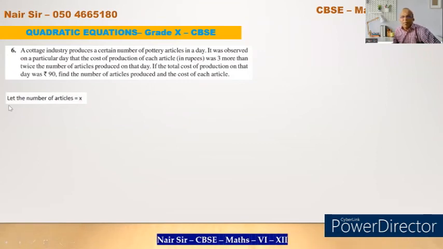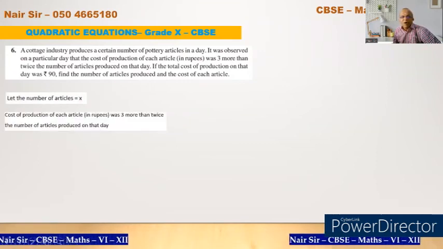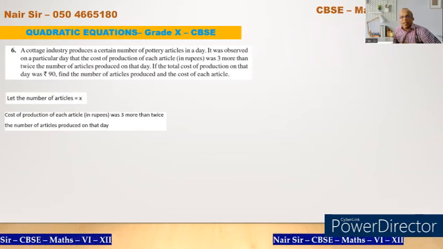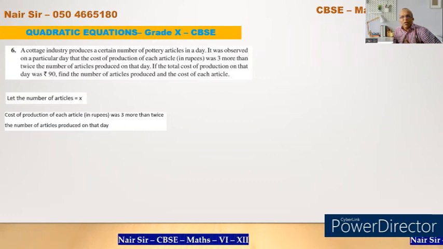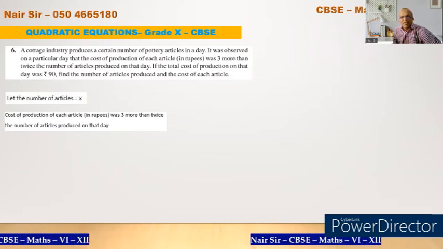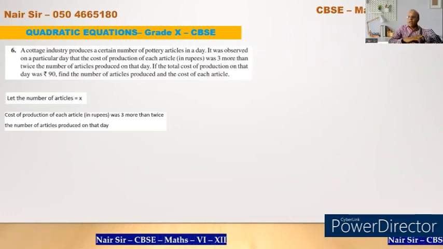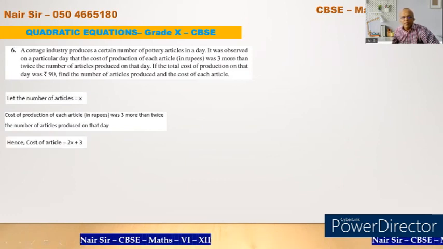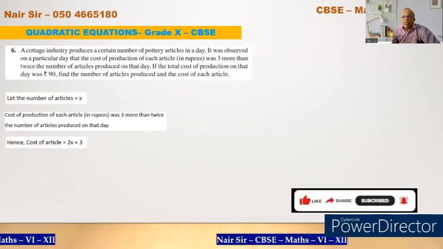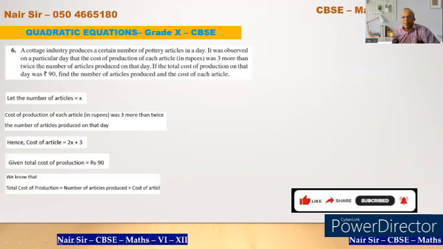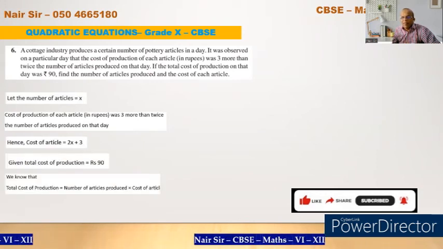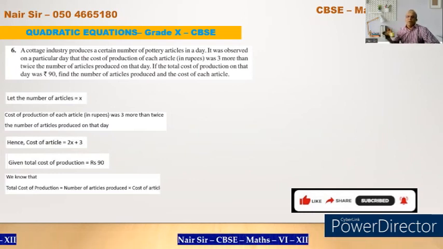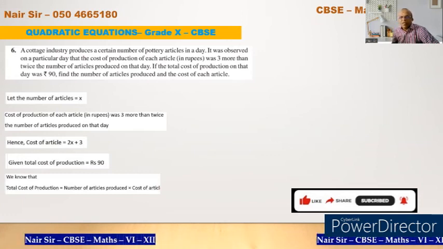Let the number of articles be X. Cost of production of each article was 3 more than twice. I know for sure that most of you get jittery when you are converting a word statement to a mathematical statement. The cost of an article is 2x plus 3. What is the given cost? 90. And what do we know? Total cost of production is equal to number of articles produced multiplied by the cost of the article.